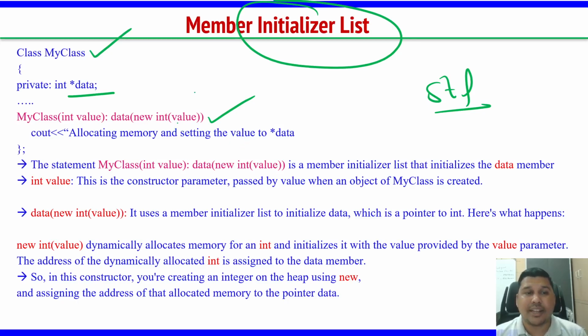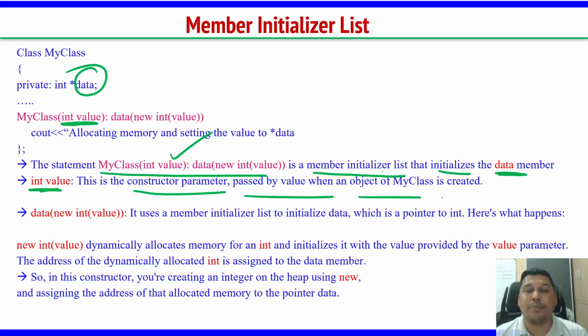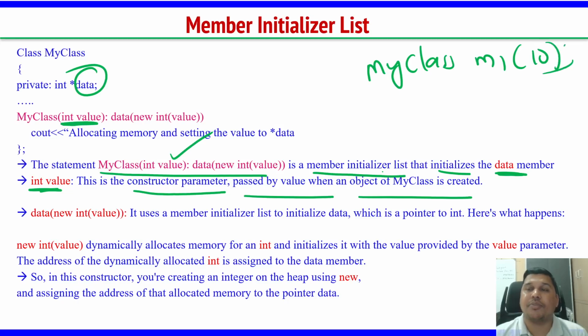What does this statement mean? The statement in MyClass is a member initializer list that initializes the data member. What is the data member? It's a private variable. To initialize that, I am using this line. What does this int value indicate? It indicates a local variable. This is the constructor parameter passed by value when an object is created. It means for this MyClass, I will be creating the m1 object with 10, right? So this 10 is nothing but this value.